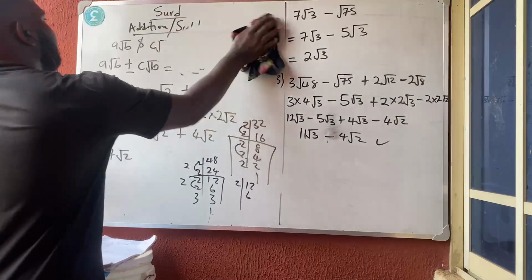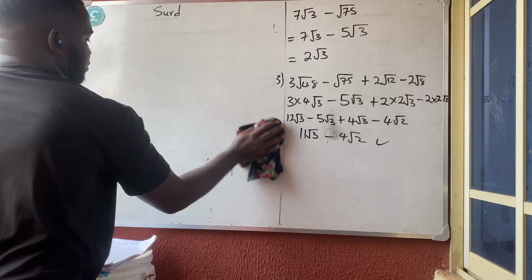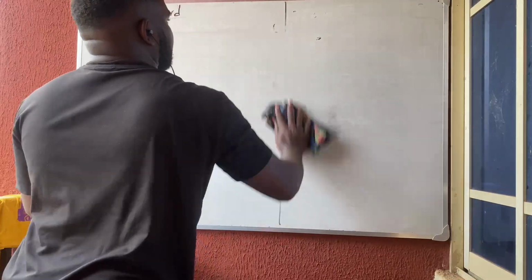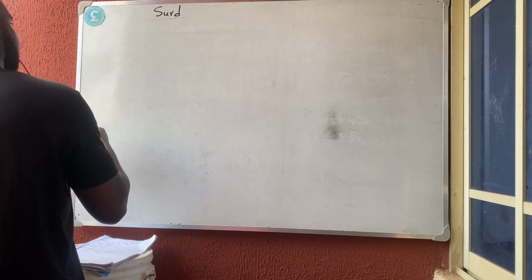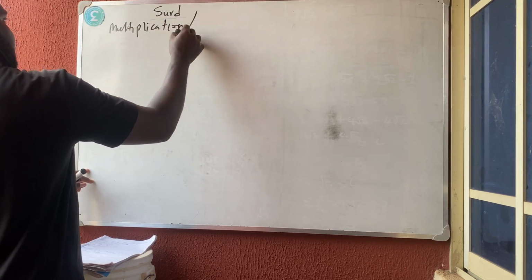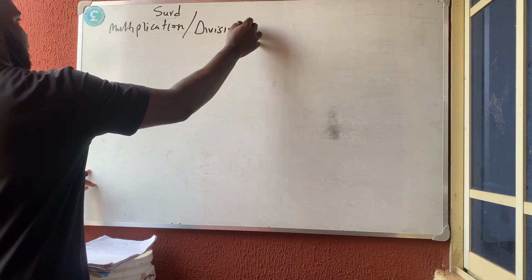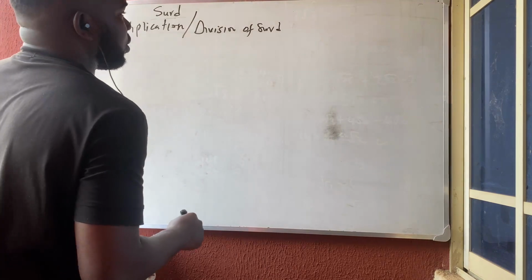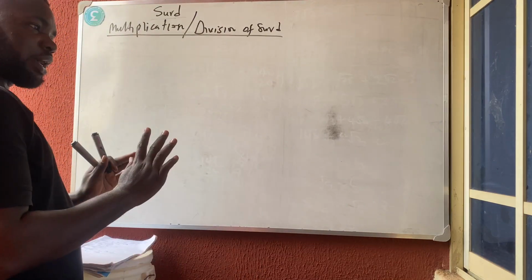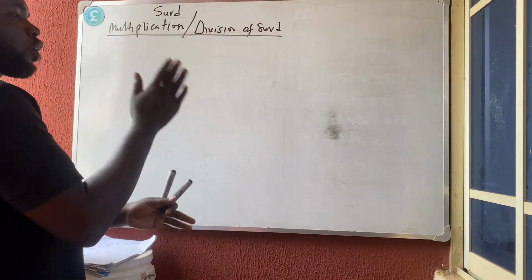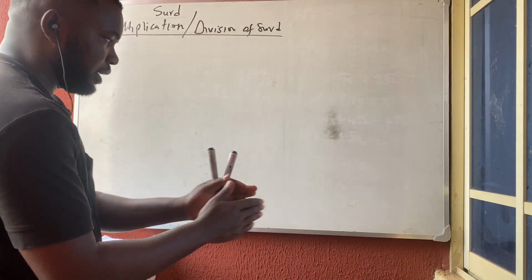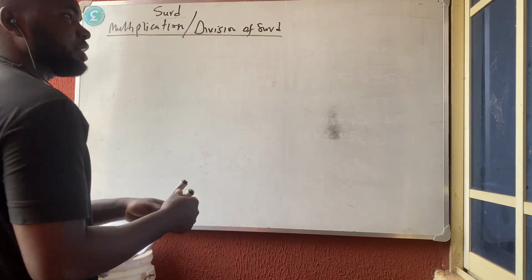Okay, so let's go to division and multiplication of surds. Now, in multiplication and division of surds, unlike addition and subtraction, whether they are like surds or not like surds, it's not our business. In multiplication and division, we don't consider whether they are like surds or not. The only thing we do is that the person outside will multiply the person outside. The person inside will multiply the person inside. The same thing is applicable to division.